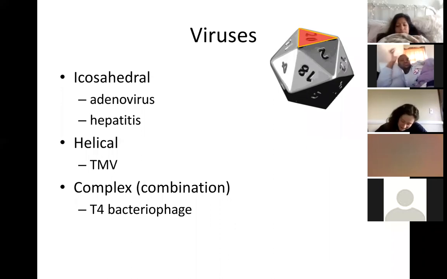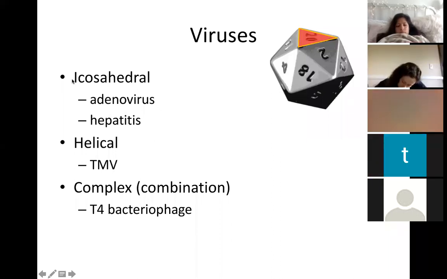But this cool multi-faced, kind of circular structure, and you see some different viruses here: adenovirus and hepatitis. You could also throw coronaviruses into this group. Helical.